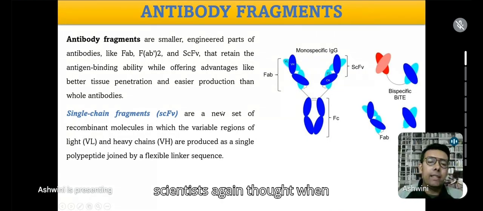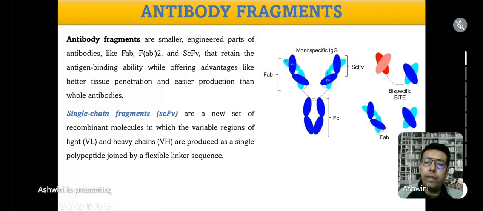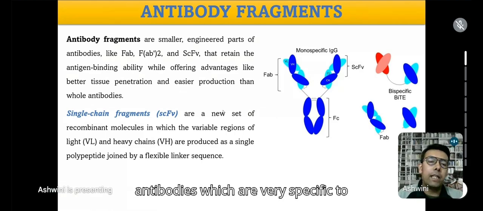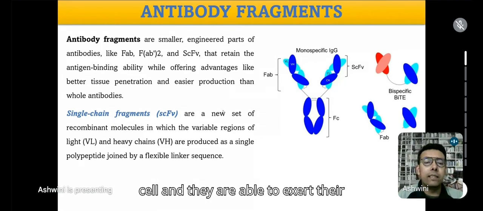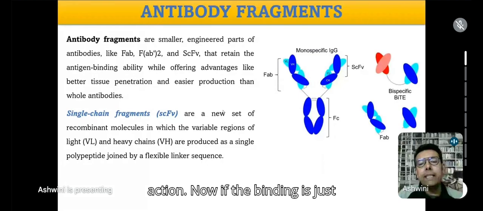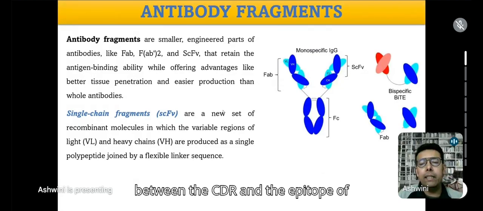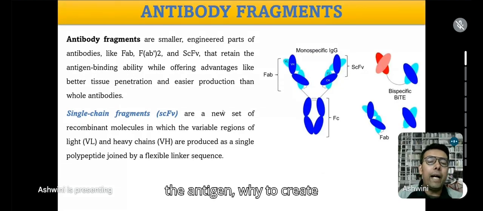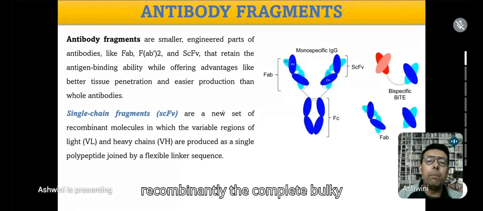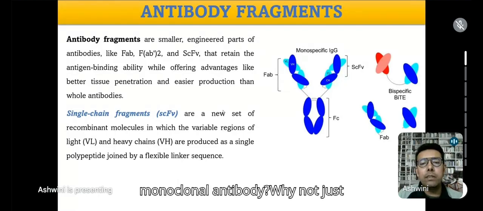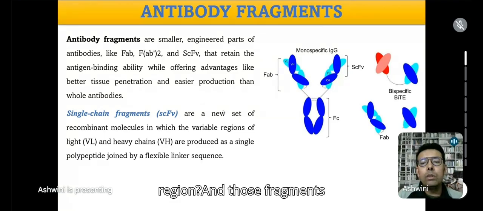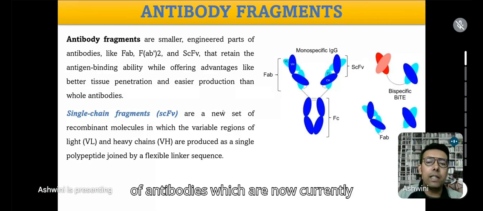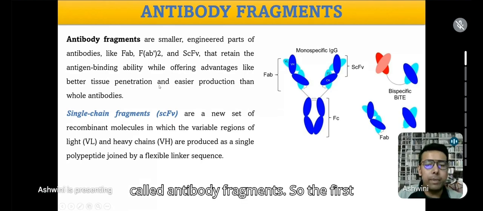Now, scientists again thought, when we are able to create monoclonal antibodies which are very specific to particular receptors present on the tumor cell, and they are able to exert their action, and if the binding is just between the CDR and the epitope of the antigen, why create the complete bulky monoclonal antibody recombinantly? Why not just recombinantly produce the CDR region? And those fragments of antibodies which are now used for a lot of cancer conditions are called antibody fragments.